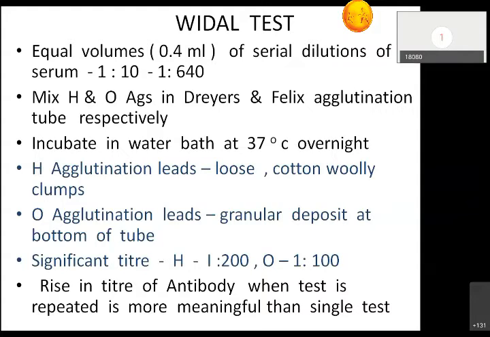and incubate at 37 degrees centigrade overnight. And then you will look for agglutination. H agglutination will be indicated by loose cotton-wool-like clumps. O agglutination is going to be a granular deposit at the bottom of the tube. The significant titer is going to be 1 in 200 for H, and for O, the somatic antigen, 1 in 100.